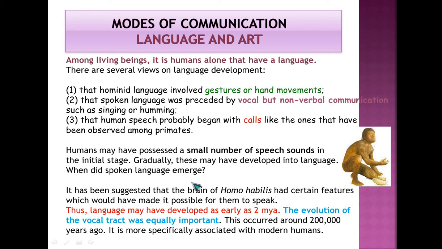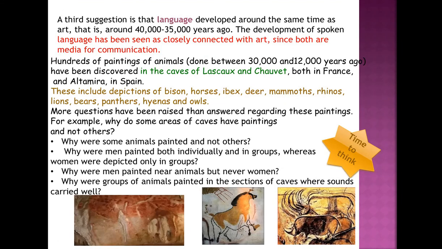They were not able to speak. So now the vocal tract was equally important. It was evolved also. And this happened 200,000 years back about Homo habilis, and it is more specifically associated with modern humans and not with the old primates or the old apes, you can say.